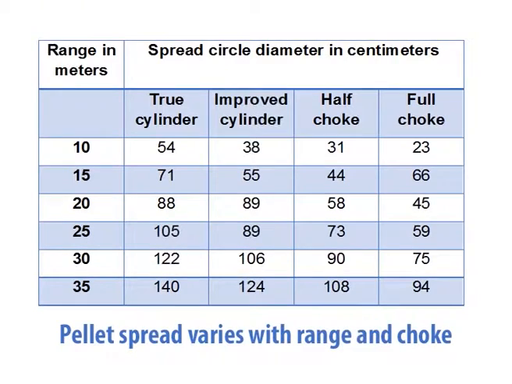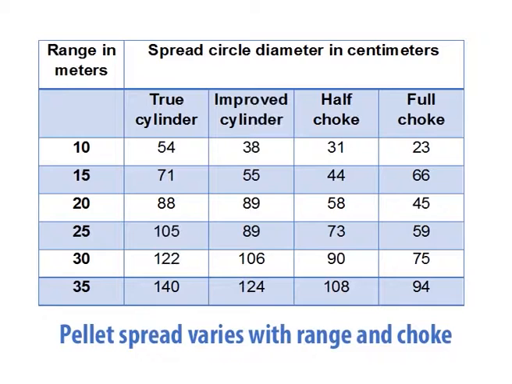The spread of pellets at various ranges with different degrees of chokes is shown on your screen for a rough estimation. Let us come to the range in meters and the spread circle diameter in centimeters. Now, if the range is 10 meters, the circle diameter for true cylinder will be 54 centimeters, improved cylinder 38 centimeters, half choke 31 centimeters and full choke 23 centimeters.